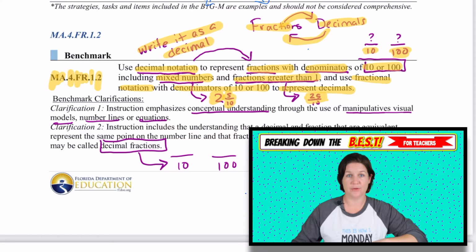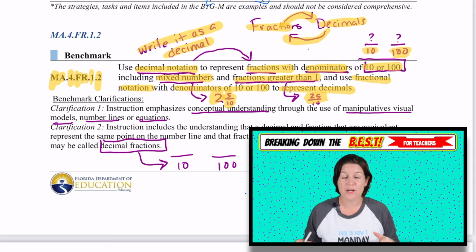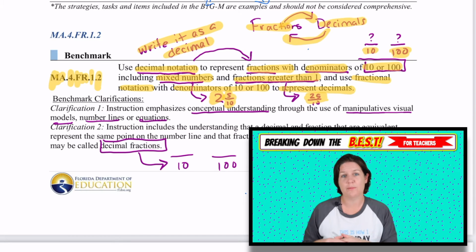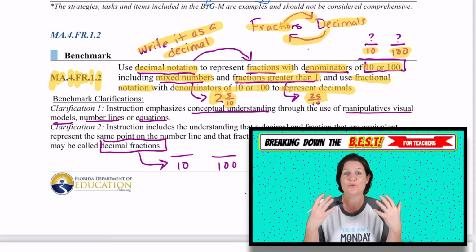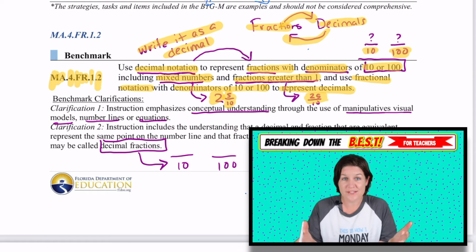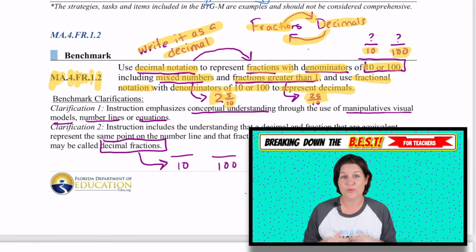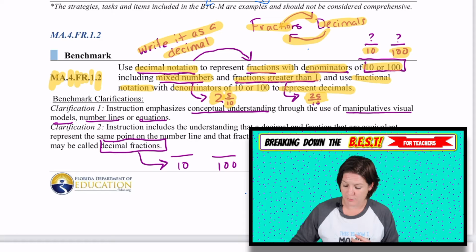By the way, this document that I am marking up all over is not something that I created. This is something that the Florida Department of Education releases to the public, and I'm just showing you in these episodes how I take what they provide in order to break down the standards and create the resources that you have access to with your Taking on the B.E.S.T membership.